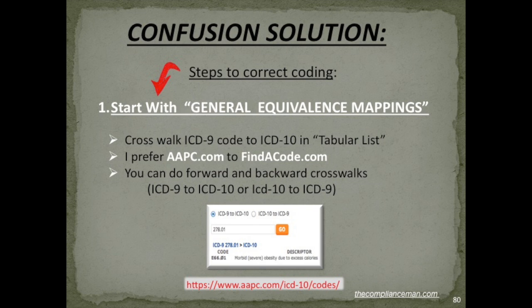The first step is to start with the general equivalence mappings. This is where you're going to crosswalk your ICD-9 code to your ICD-10 code in the tabular list. Now I prefer the AAPC as opposed to Find-A-Code, and I've sent you the link for AAPC already so that you can use it. So you'll take the ICD-9 code, put it in the box, and then push go, and it will give you the general equivalent of the ICD-10 code.